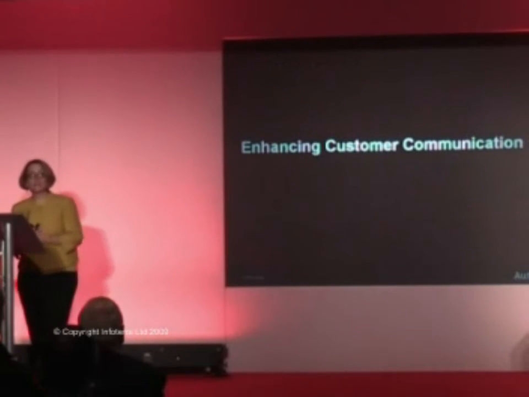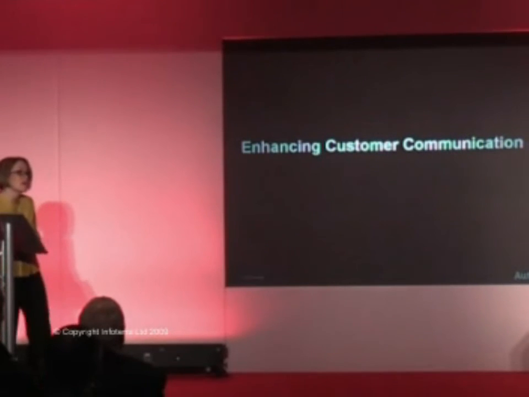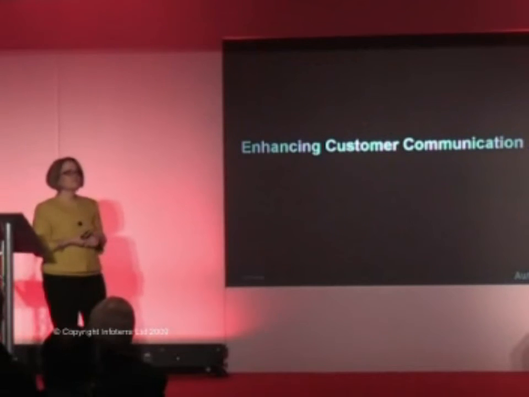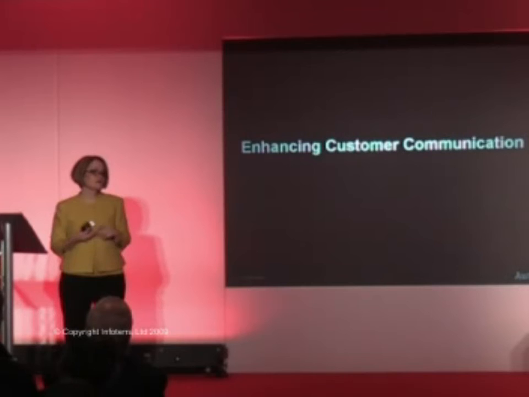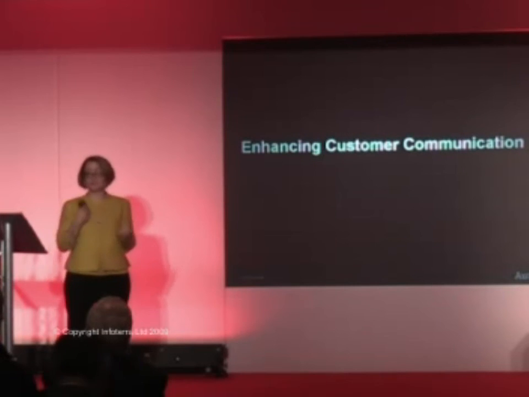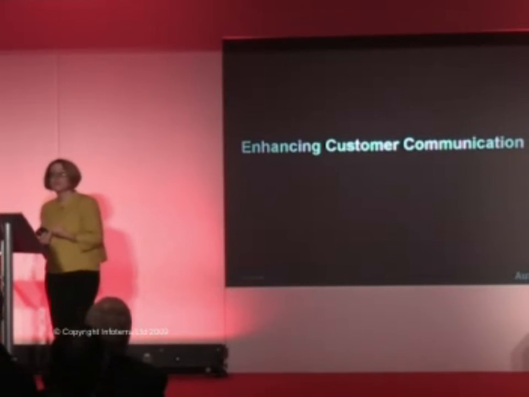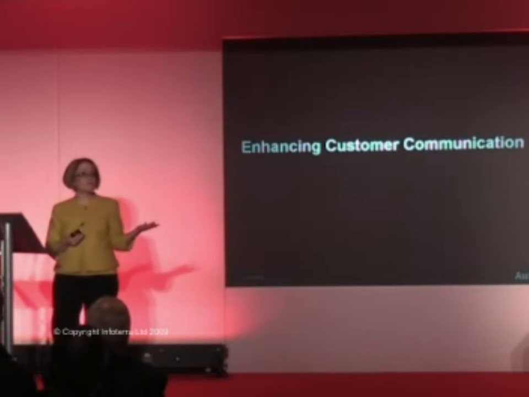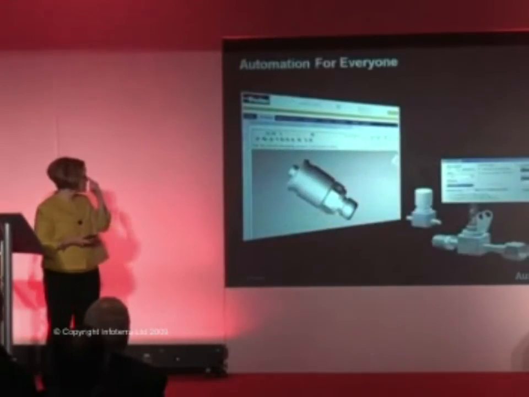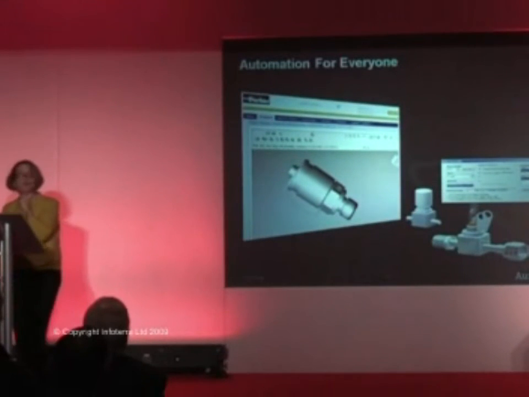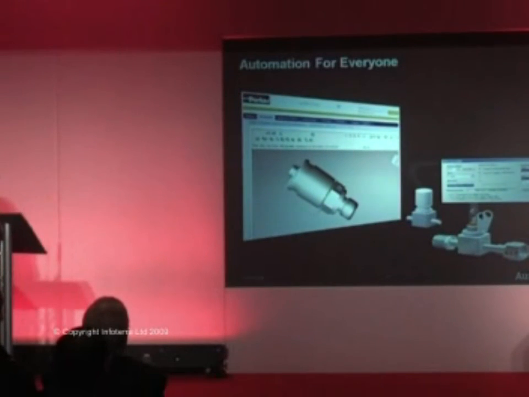So, enhancing customer communication. This is another area that I think is probably pretty high on the list of things that companies I talk to are looking to do, especially right now because it's harder and harder to win business. So they're looking to see how they can differentiate from their competitors by communicating better with their customers. One place where they're doing this is with our iLogic automation capability.